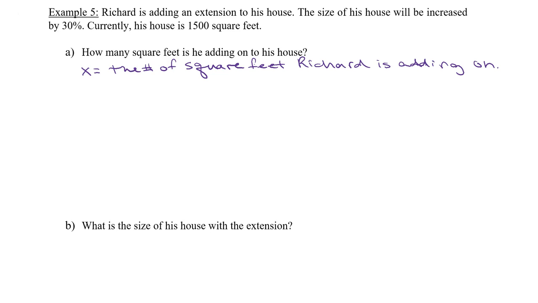So let's again translate to math. So the size of his house will be increased by 30%. So we're looking for the increase, which is 30% of the current size. So 30% of the current size of the house, which is 1,500, is equal to x. That's equal to the number of square feet he's adding on. So if we do the math here, we'll end up with 450.